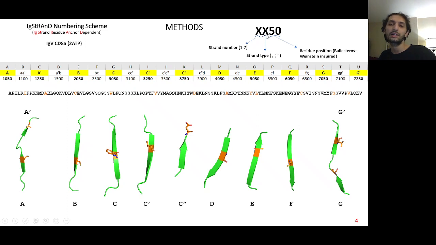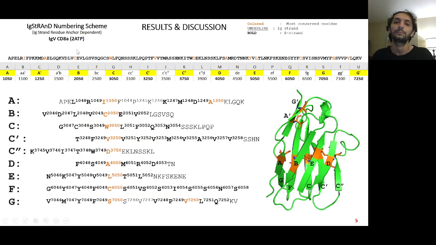The second character takes into consideration the presence of the prime or double prime. So for the A, since there is no prime, we just give it a 0. However, when there is a prime, it's a 2. And when there is a double prime, it's a 7. You can see that here both in the C and in the A, and the G has a prime as well. And in orange, I show the anchor residues both in the structure and the sequence as well. This example is from IgV of CD8 alpha from 2ATP.